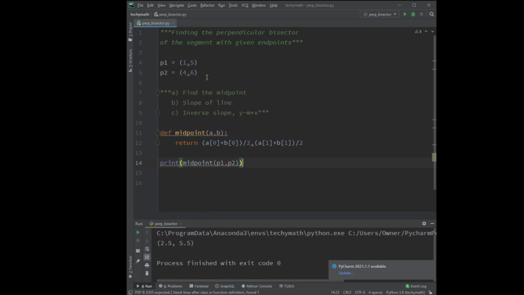Next, find the slope of the line between the 2 points. We'll write a function just called slope of 2 points, and we'll use the rise over the run, the difference in the y values divided by the difference in the x values. This should give us the slope. Let's print it out and run it. 1/3. Yep. So to find the perpendicular bisector, we found the line given a slope and a 1 point on that line.